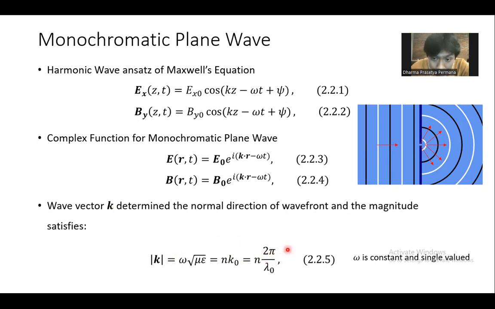But here in equation 5, I use a more general definition. I add the variable n, which describes the refractive index, so that this wave vector is the wave vector in a medium other than vacuum or air. Okay, up to this point, are there any questions or comments from you guys?